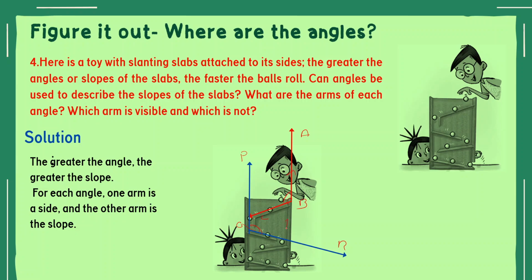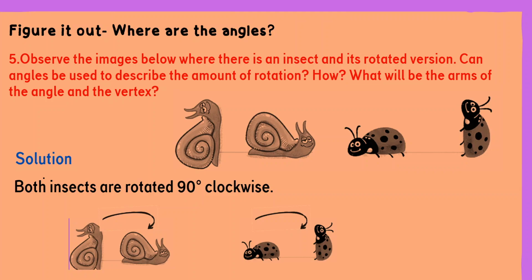Similarly, the third one is X, Y, Z. XY and YZ are the arms and the angle is XYZ. Similarly, the last one is M, N, O. MN and NO are the arms and MNO is the angle. So for each angle, one arm is a side and the other arm is a slope. Let us see question number 5.